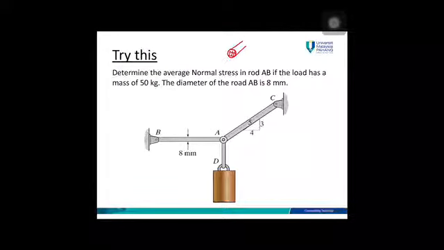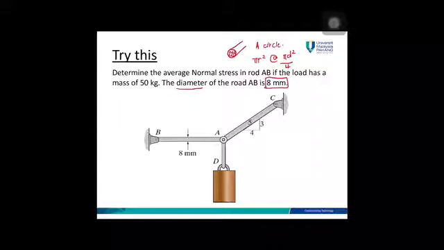You need to know how to calculate the area for circle. You can use pi r square or pi d square divided by 4. The question gives you a diameter. If you like to use pi r square, please make sure you convert the diameter to radius.